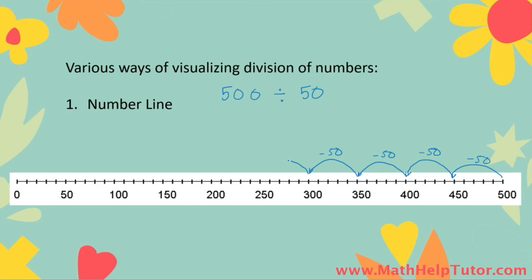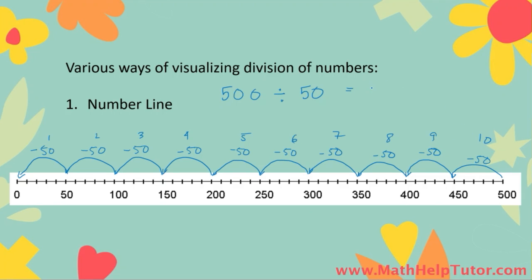So if we use the third way of visualizing division and subtract 50 from 500 multiple times and see how many times we can subtract 50 from 500, we will see that we can do this up to 10 times. That's 1, 2, 3, 4, 5, 6, 7, 8, 9, 10 times. So the answer to 500 divided by 50 is 10.